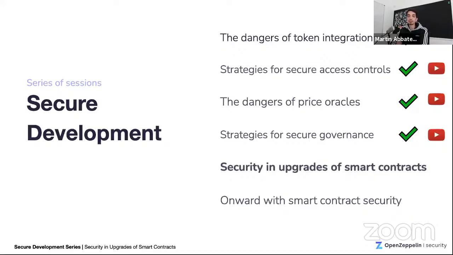On the first one, we talked about the dangers of token integration. On the second one, we talked about access controls and how to get them right. Then we covered the dangers of price oracles and what kind of subtleties these price oracles, which are a critical infrastructure of DeFi, may have. Then we covered different examples of governance and what are the best practices when it comes to building governance contracts on Ethereum and other chains. And today is the day of upgrades of smart contracts, right?